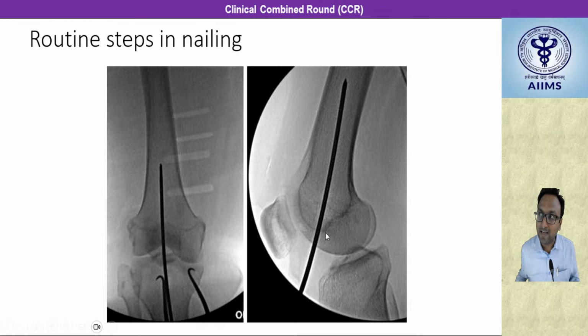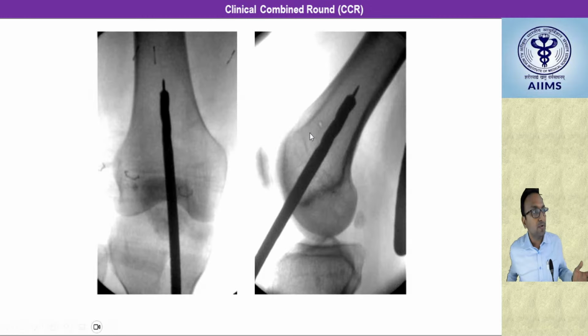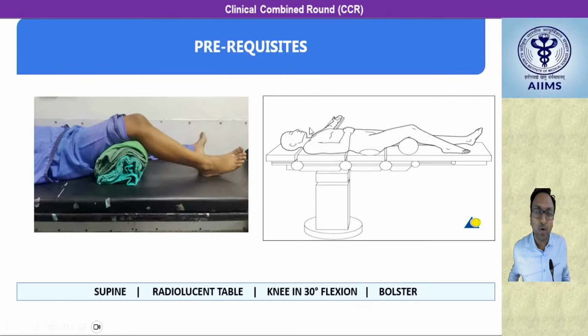So we just look at this line here, go on to this junction, which is the center of the canal, and try to go center in both the views. This is how we start, and then we follow it up with a reamer on the same path, and then we ream and put a nail on this path, and it is as simple as that.